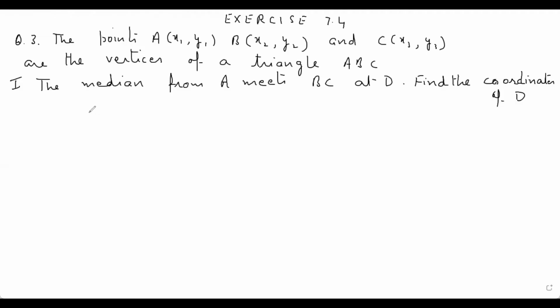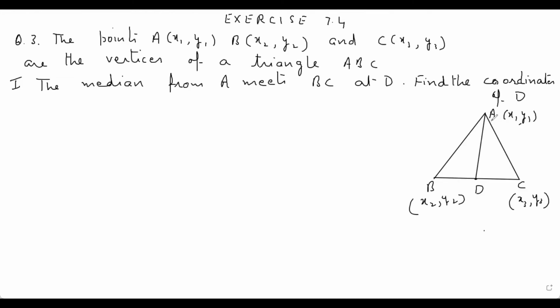Now the third question of exercise 7.4 is: the points A(x1, y1), B(x2, y2), and C(x3, y3) are the vertices of a triangle ABC. There are 4 parts. Its first part is: the median from A meets BC at D. Find the coordinates of D. First, I am going to solve the first part.